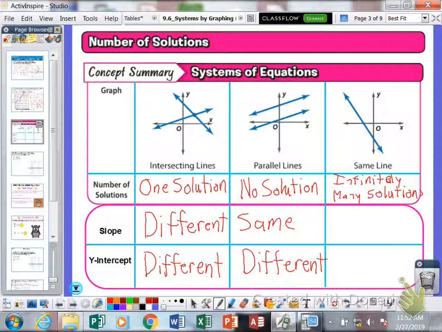And then our slope for the same line, it's going to be the same because it's the same exact line. And your y-intercept is also going to be the same because, again, it is the same exact line. They're going to be the same exact equation.